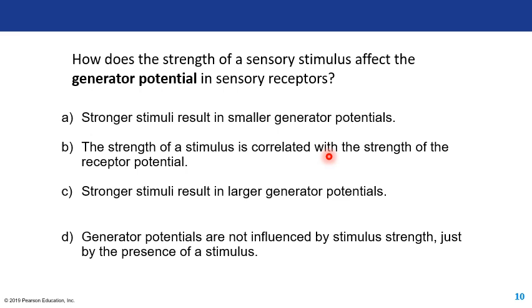All right, I'll give you another clue. On B, I should have said here, the strength of a stimulus is correlated with the strength of receptor action potential. So I should have put action potential over there to make it more clear.